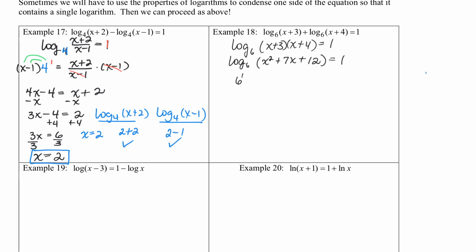The base is 6, the exponent's 1. The result is x squared plus 7x plus 12. Please do not forget this part, right? You have to take this logarithmic equation and put it in exponential form. Base, exponent, result, right? Now we've generated another quadratic equation, and I know that in order to solve a quadratic, I need to set it equal to 0.